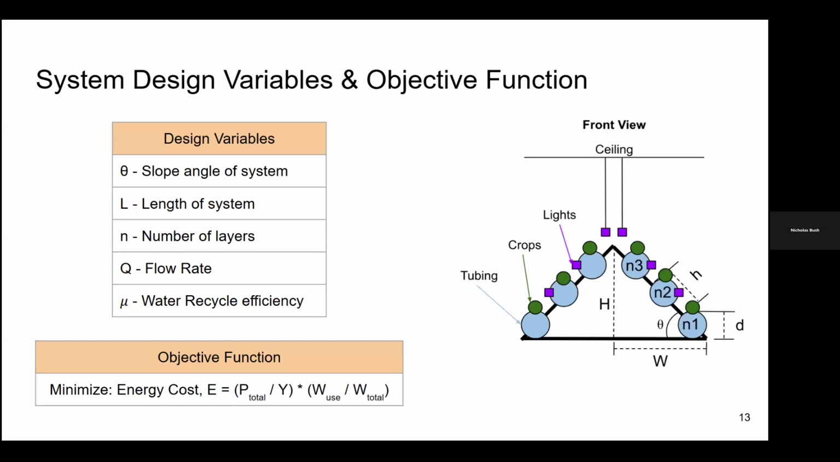For the system, the design variables include the angle of the base to the ground, the length of the system, the number of layers, the water flow rate, and the water recycle efficiency. Also, the objective function of energy cost is to find the least power required per yield of crop while accounting for the fraction of height over width to incentivize the system to be more vertical, and the fraction of water use over the water total to make the system more efficient.